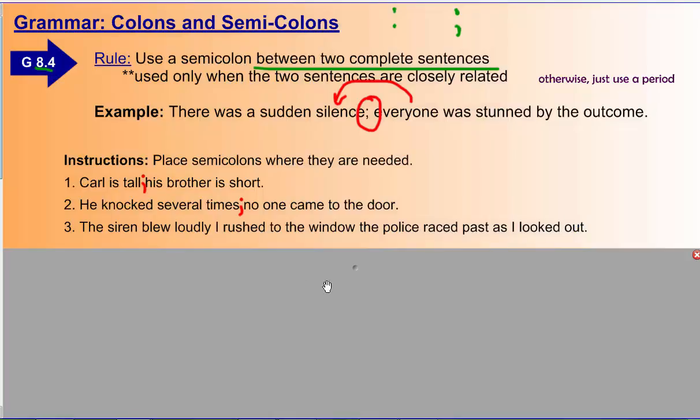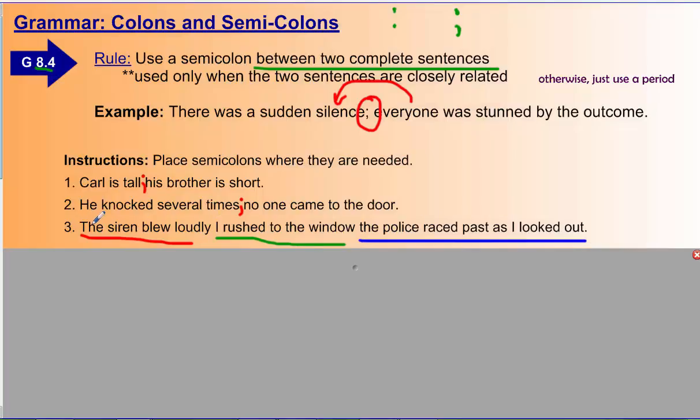There are actually 3 sentences going on here. The siren blew loudly. I rushed to the window. The police raced past as I look out. Semicolons are not powerful enough to link 3 sentences together. Only 2. So it's an important thing to know that we can't put 2 semicolons in a single sentence with 1 period. So we're going to have to make one of these its own sentence. Semicolons can't do all of this at once.